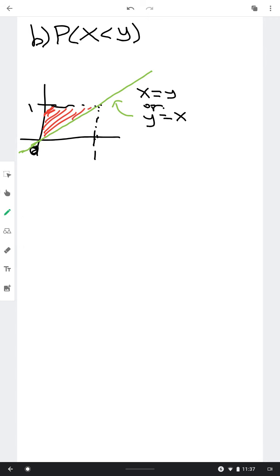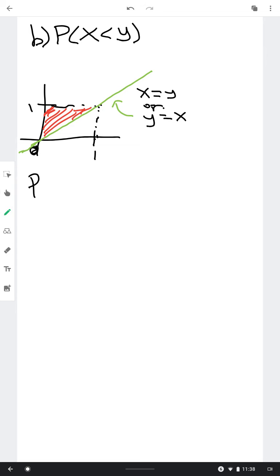Just pick a point, right? Just pick a test point like 1/2, 3/4. 1/2, 3/4 is above the line Y equals X, and it satisfies the inequality that we have: X is less than Y. Check that out for yourself if you don't believe it. And now we need to just come up with our equation. Okay, now let's think about that.